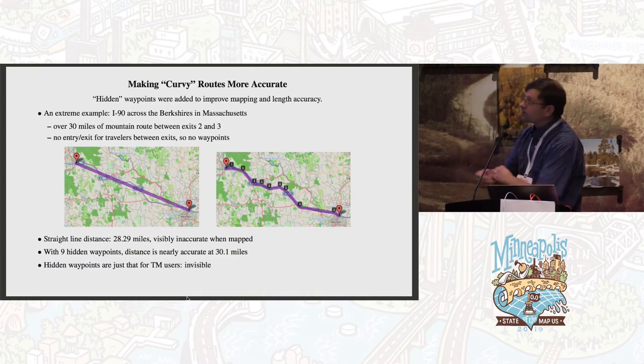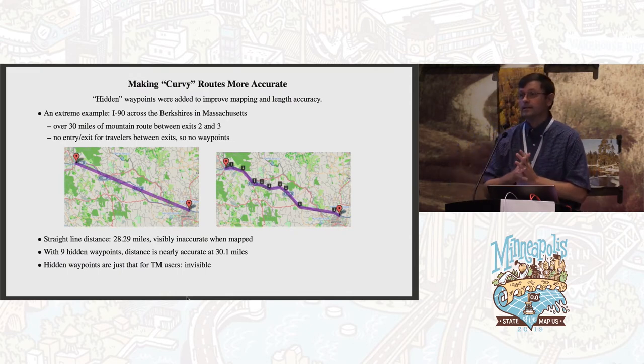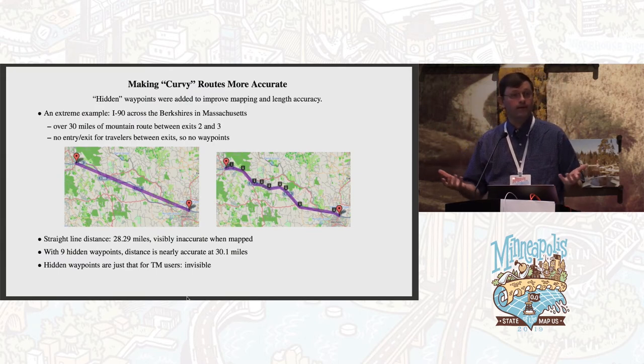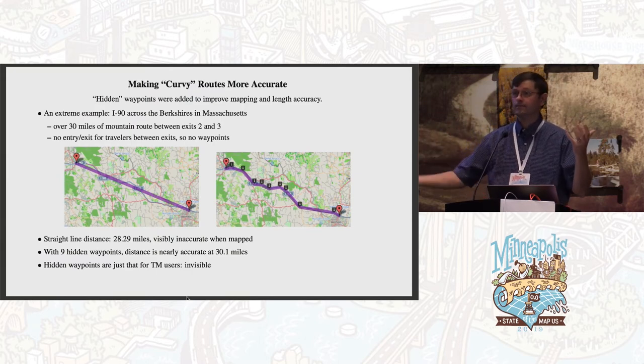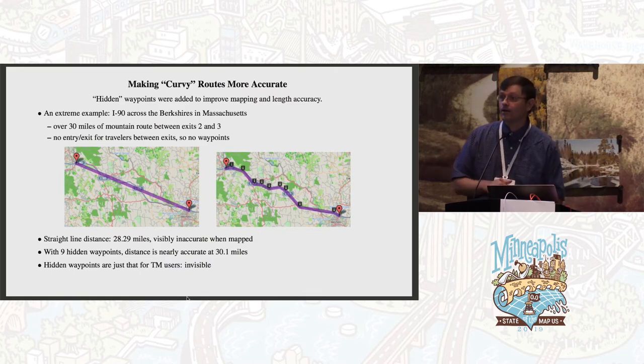But if you go to, say, the Berkshires in western Massachusetts and you're taking Interstate 90 between exits 2 and 3, it's about 30 miles between those exits. And so for travel mapping's purposes, we don't need any points in the middle, right? You're either getting on at 2 and getting off at 3 or going the other direction. You can't get off halfway. There is no way on and off legally along that way.